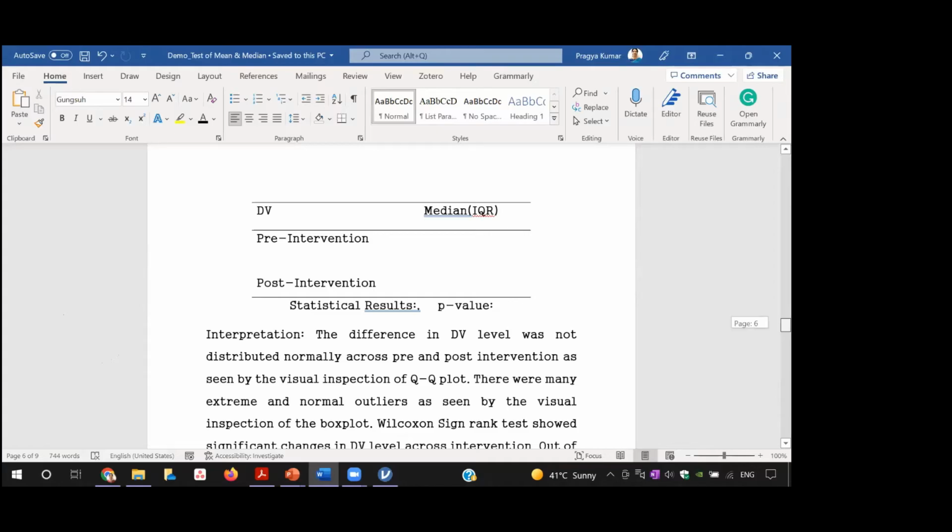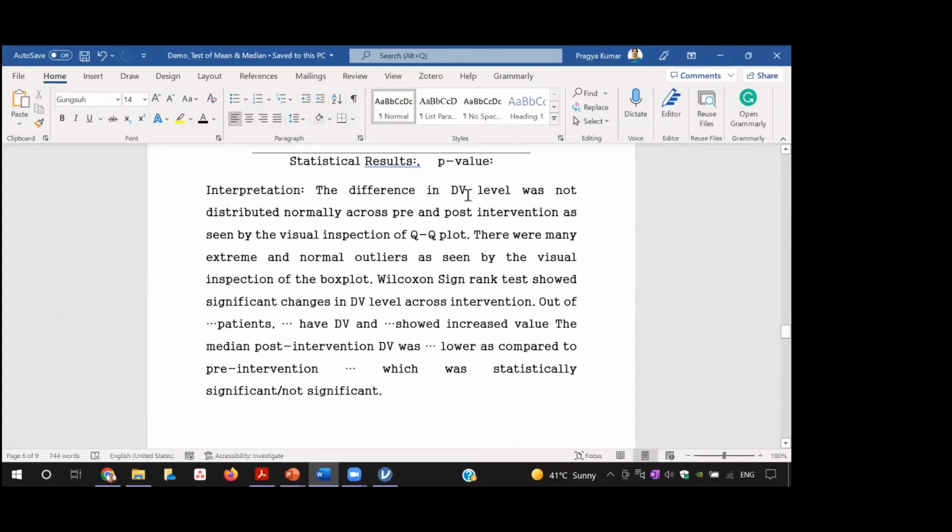So again, in this case, you will write the assumption as the difference in the dependent variable. It was not distributed normally across the pre and post intervention, as assessed by visual inspection of the QQ plot. There were no extreme outliers, as seen by visual inspection of the box plot. And the Wilcoxon Sign Rank test showed that there is a significant change across the intervention, and you have to report the median. So you have to show that out of these many patients, these many show the increased value, and the median difference of the intervention was this much lower as compared to the pre-intervention.